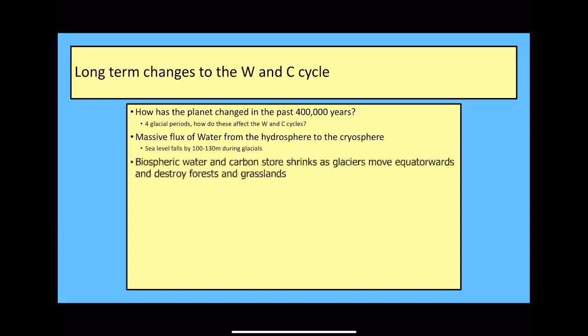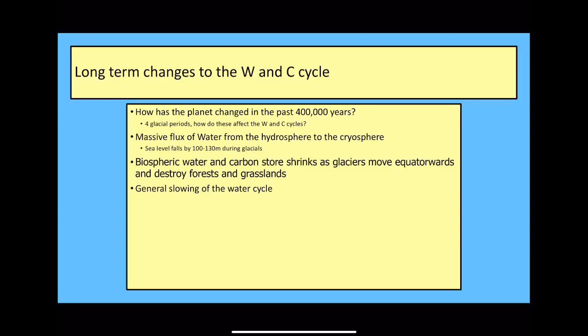So biospheric water and carbon stores shrink as the glaciers move equatorwards, so towards the equator, and destroy forests and grasslands. So as the glaciers move further and further towards the equator, we're going to get a lot less water and carbon stored in the biosphere, but we will get quite a lot of carbon stored in permafrost and trapped under the ice. So as the glaciers move, they will be trapping forests beneath them, things like this. Essentially, the water cycle will just slow way down.